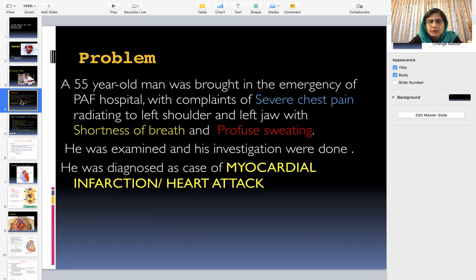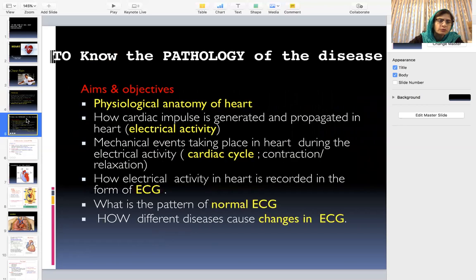But before we can diagnose a patient of myocardial infarction or any cardiovascular disease, we should know all about the structure and functions of the heart, how it works, and how the cardiovascular system functions normally, and how a disease condition can disrupt all these normal functions. So the first learning objective is to know the physiological anatomy of the heart, where it is located, and what its inner structure is.